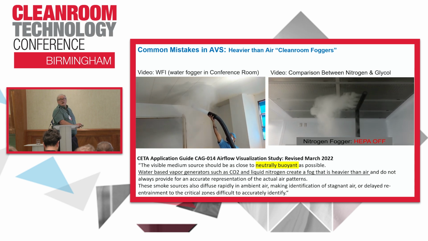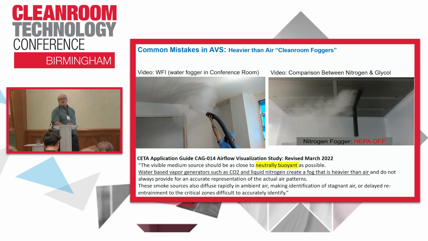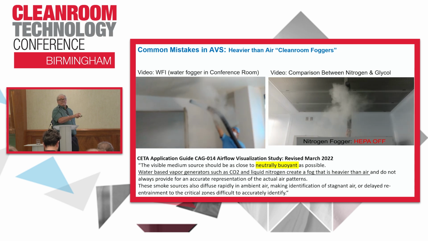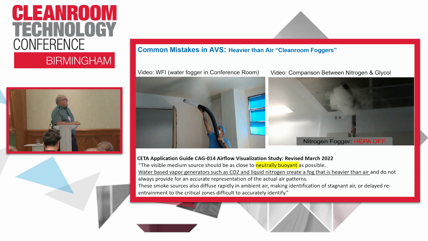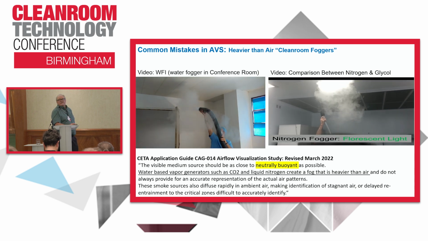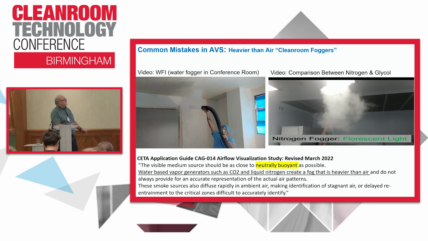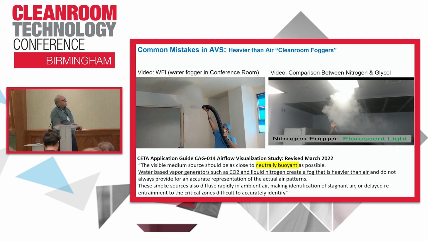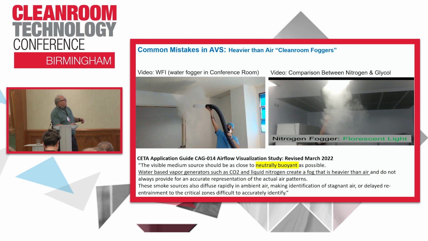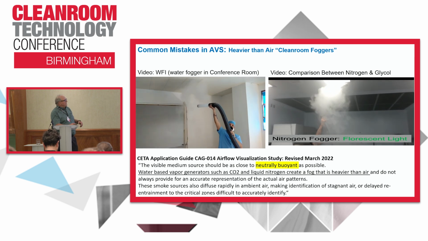This is the nitrogen fogger, and what's happening? The fog sinks on its own. There is no airflow underneath those HEPA filters. And now we move it underneath the fluorescent light, and it still looks like it's got unidirectional airflow. And this is problematic. Now we're going to see it cut over here to glycol under the same HEPA filters in a second.